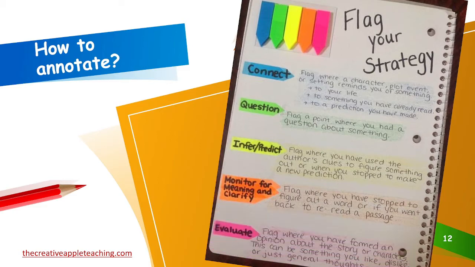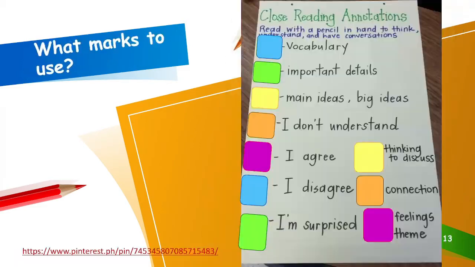Next is evaluate. Flag where you have formed an opinion about the story or characters. This can be something you like, dislike, or just general thoughts. So you can make an annotation regarding what you like in the story, what you dislike about the story, and the general thoughts are anong palagay mo? Anong masasabi mo dun sa nabasa mo? So, pwede yun. Okay? Alright.